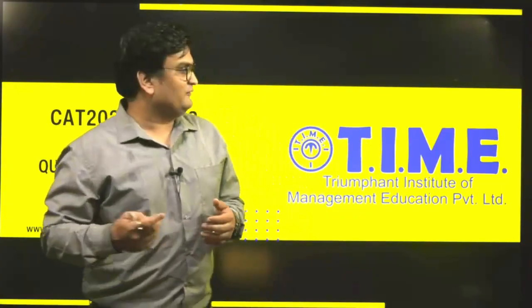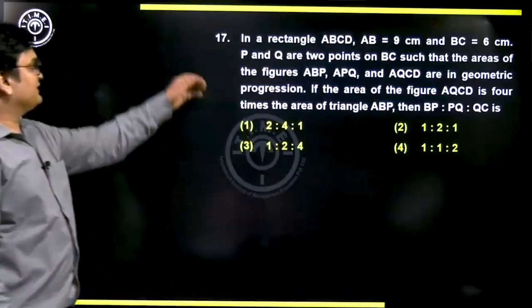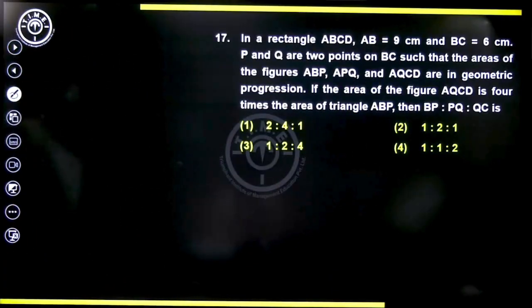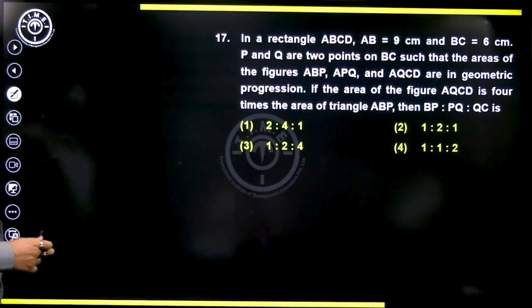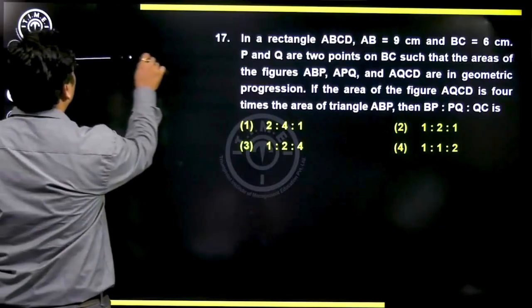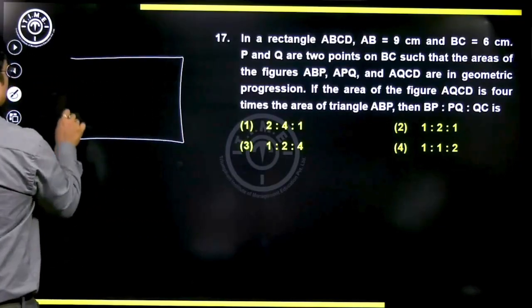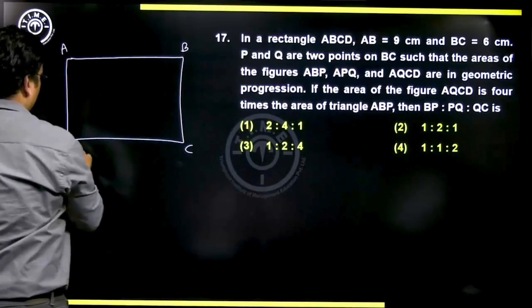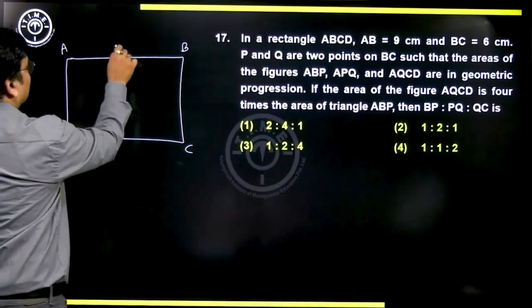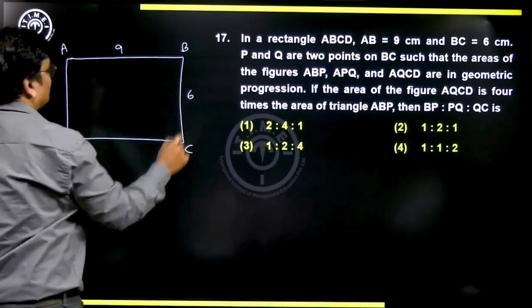So as you all know, we had 22 questions. This one is on a rectangle. If you look at this, it says in a rectangle ABCD, AB is 9 centimeter and BC is 6 centimeter. This is 9 and this is 6 centimeter.